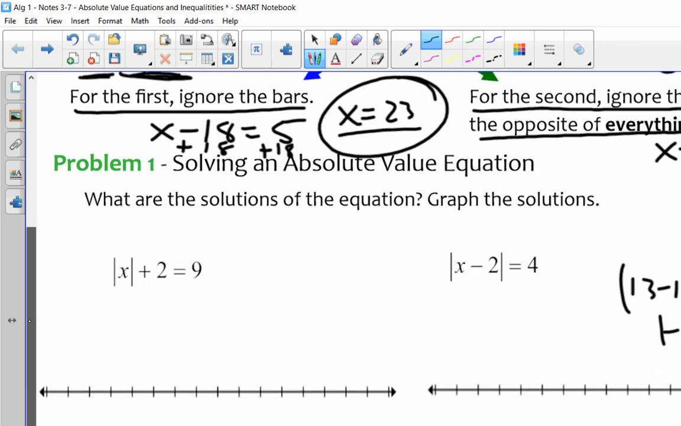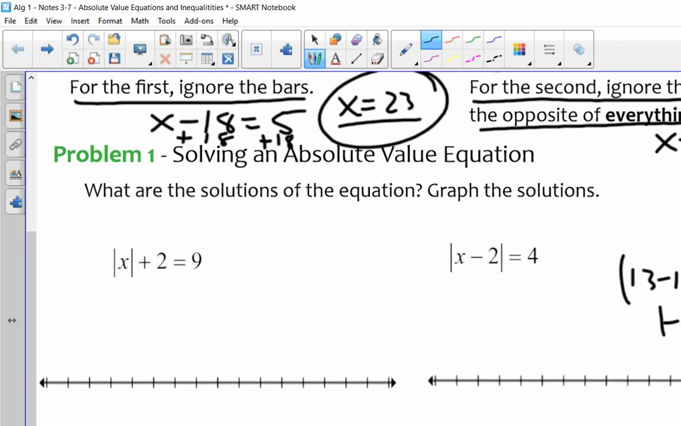All right. So big time, you got to go back and look at those notes. Okay? If you guys go ahead and write these two absolute value equations, and draw a number line with it.